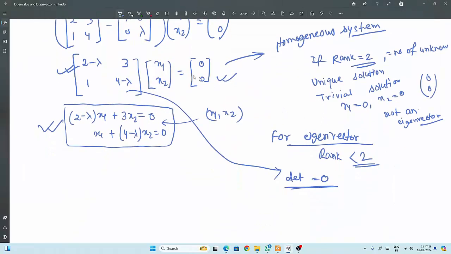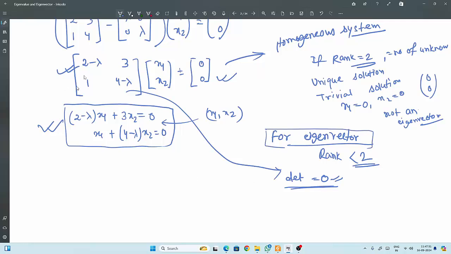Because if the determinant is non-zero, then you have a 2 cross 2 minor which is non-vanishing. That means the rank is 2. Since I am saying rank less than 2, obviously there is no 2 cross 2 minor which gives you a non-zero value. That's why we are taking the 1 cross 1 minor. So the determinant value can be taken as 0. Now when the determinant is 0, you will get the eigenvector.